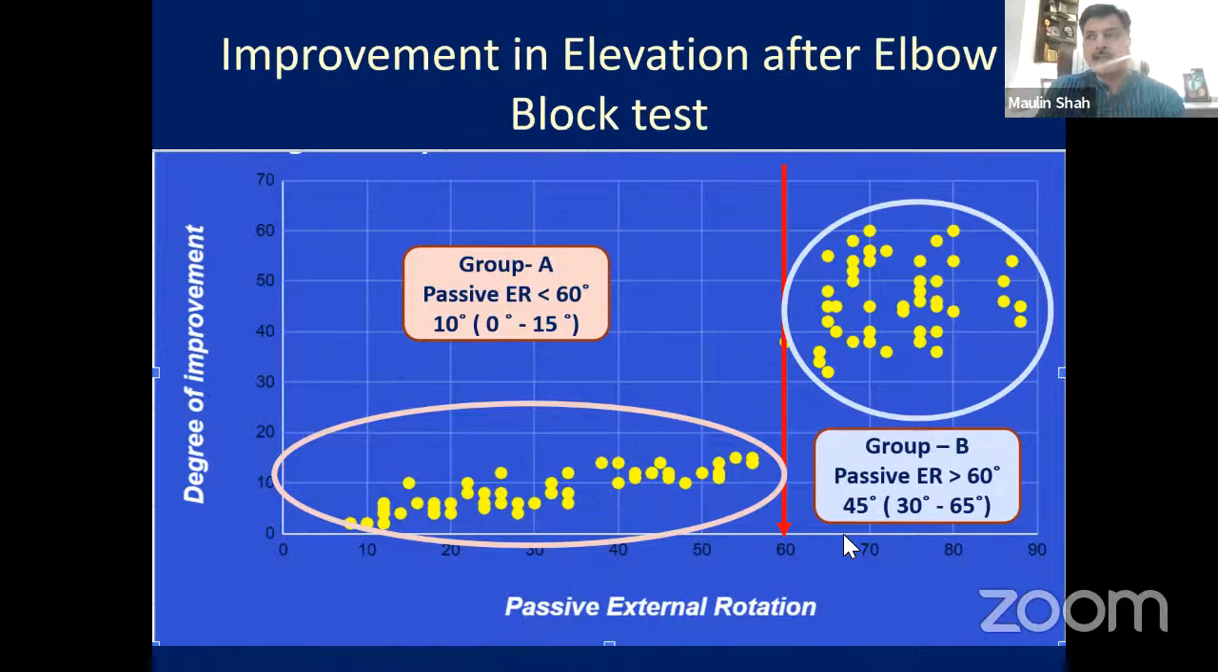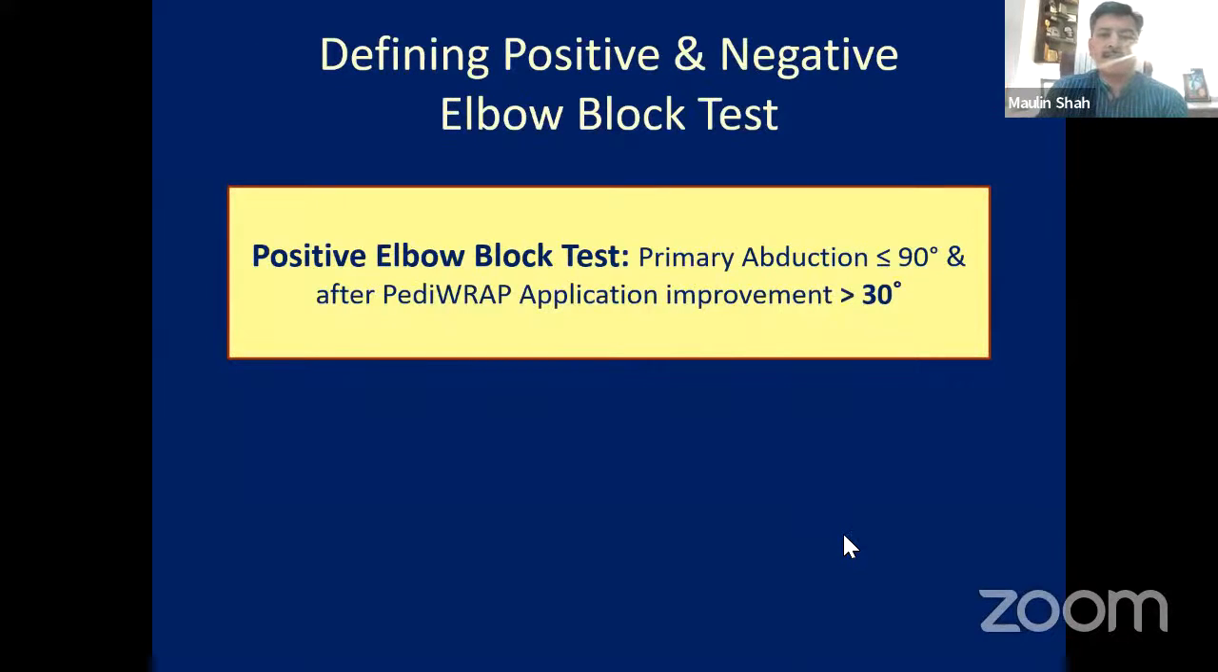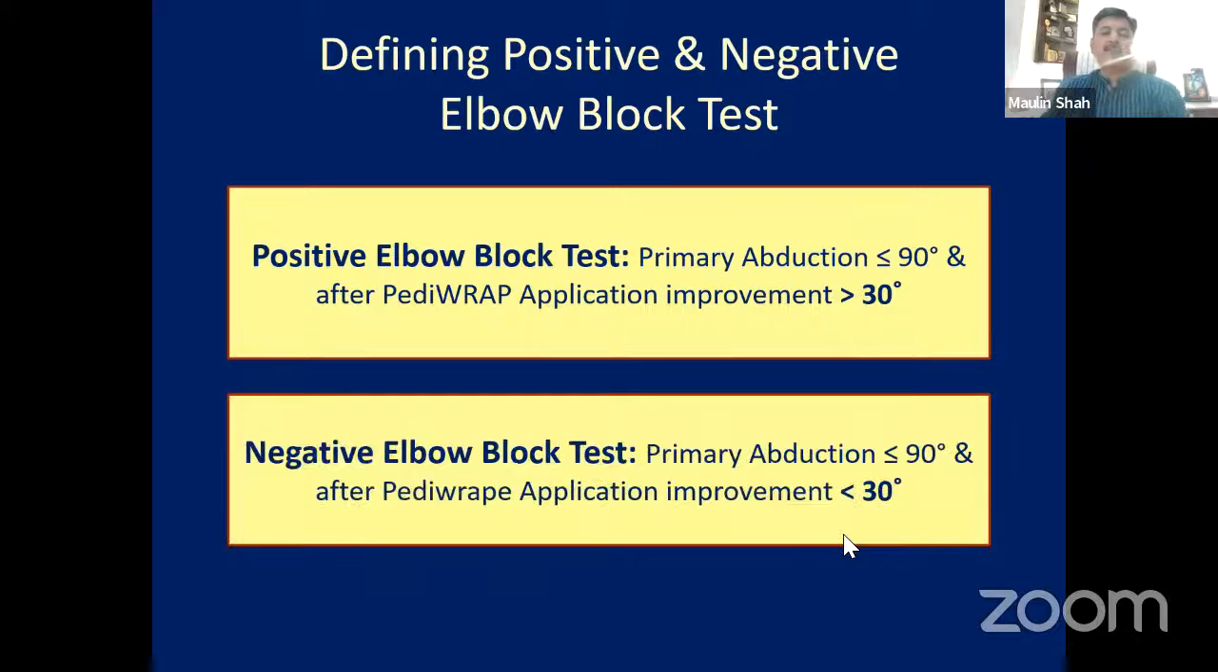Based on these findings, we could define what is a positive test and what is a negative test. A positive test was defined as when the primary abduction is less than or equal to 90 degrees in presence of good external rotation, and after paddy wrap application or elbow extension splint application, the improvement is more than 30 degrees. When this improvement is less than 30 degrees, this was termed as a negative block test.